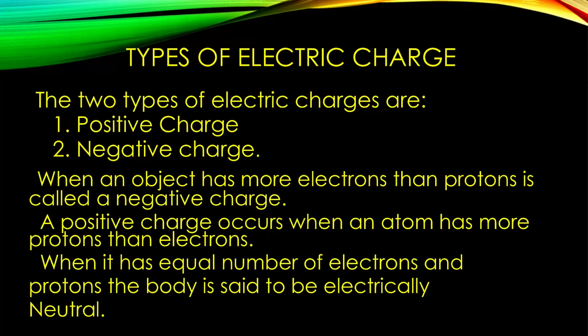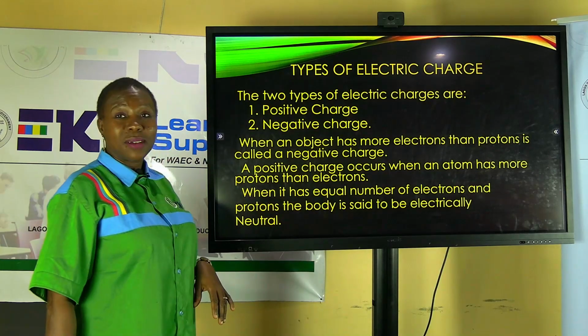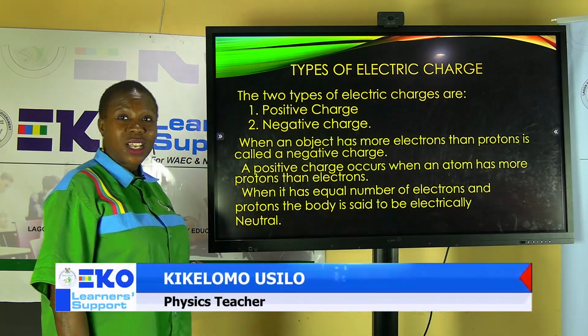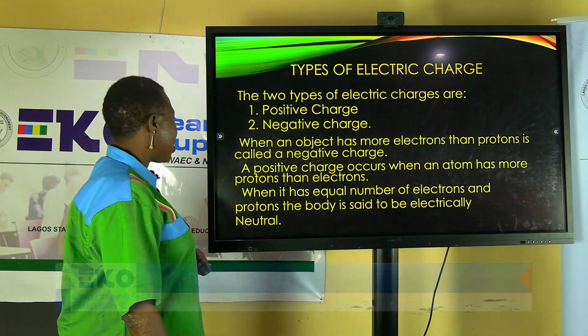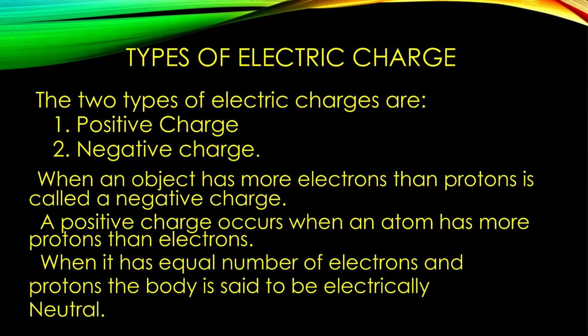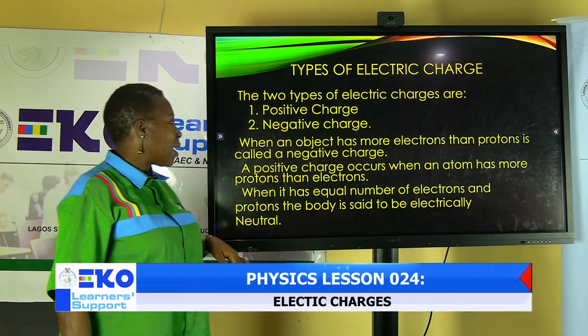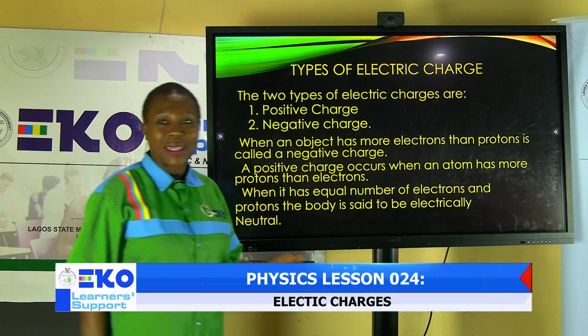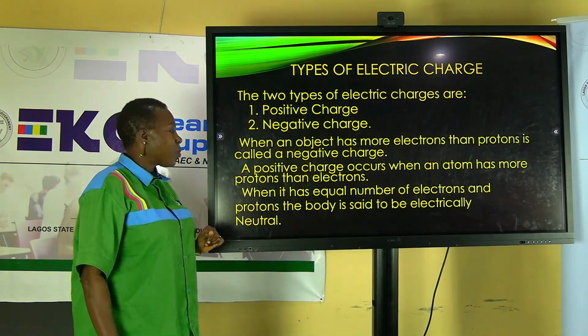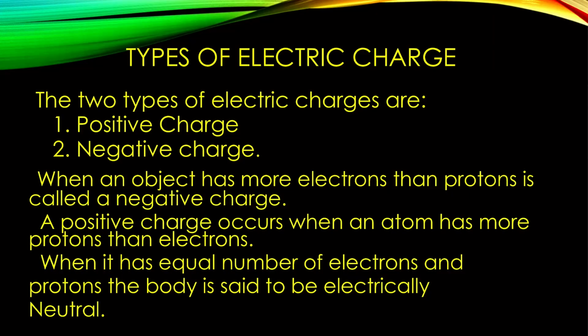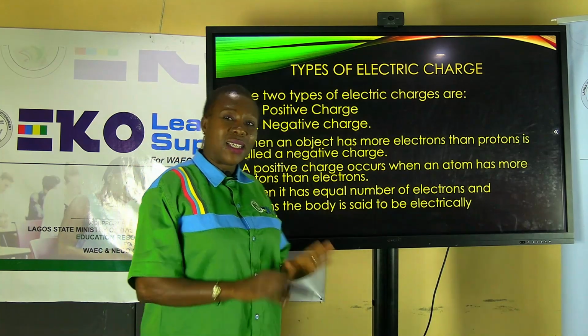Types of electric charge. There are two major types of electric charges, and they are positive charge and negative charge. When an object has more electrons than protons, it is called a negative charge, while a positive charge occurs when an atom has more protons than electrons. And when it has an equal number of electrons and protons, the body is said to be electrically neutral.